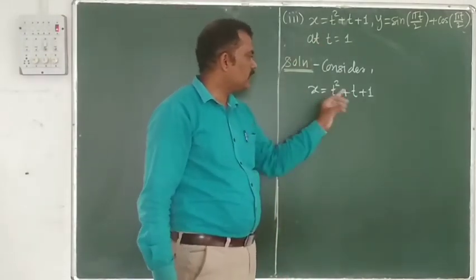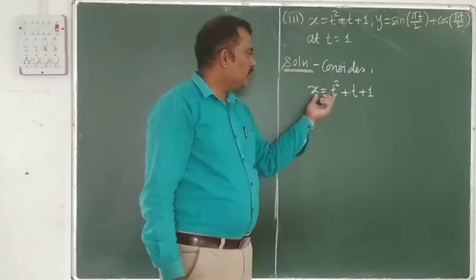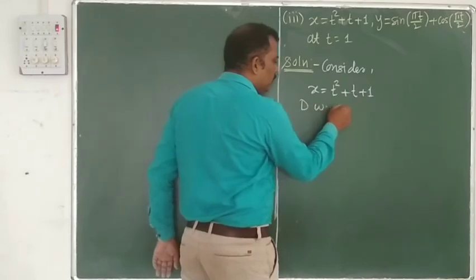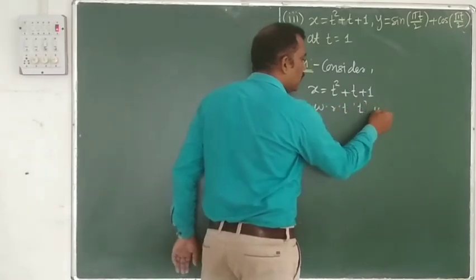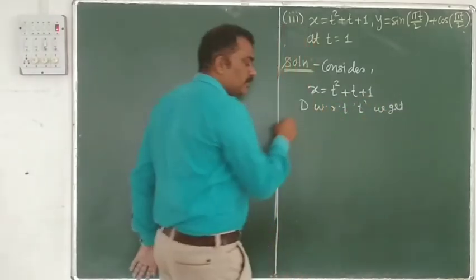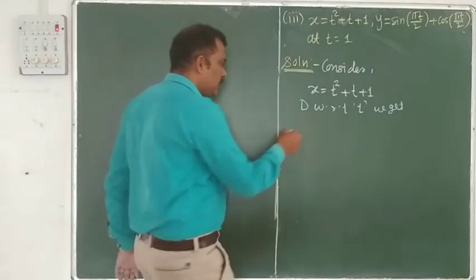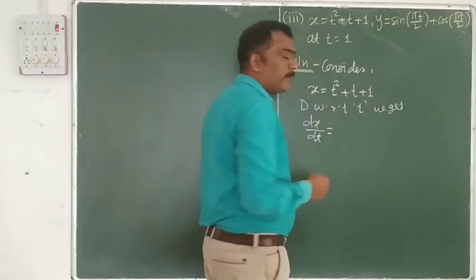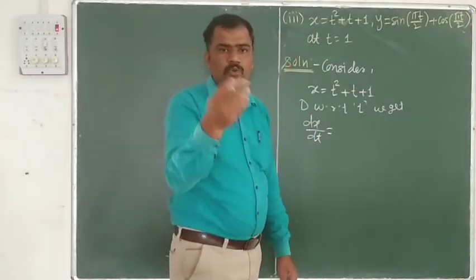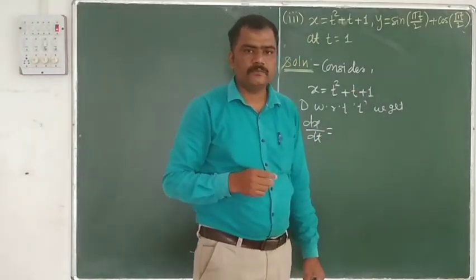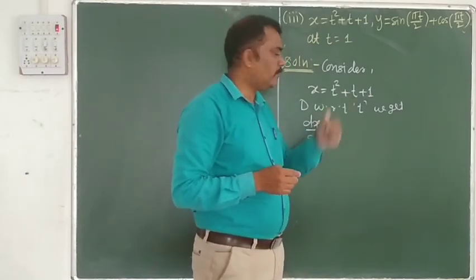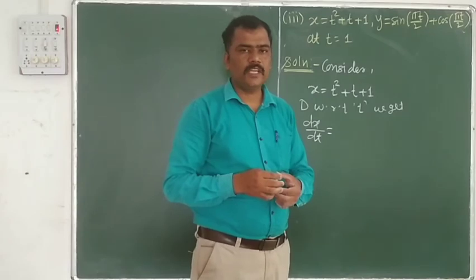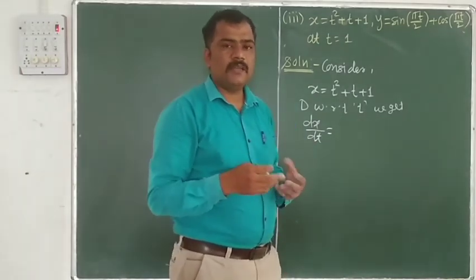Consider x is equal to t square plus t plus 1. t is a parameter, so we have to differentiate with respect to t. Differentiation of x with respect to t is nothing but dx by dt. Now how to find the derivative of t square plus t plus 1? Find it. That much time is enough.